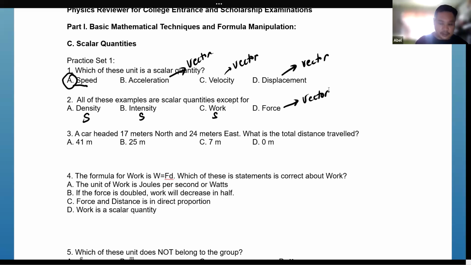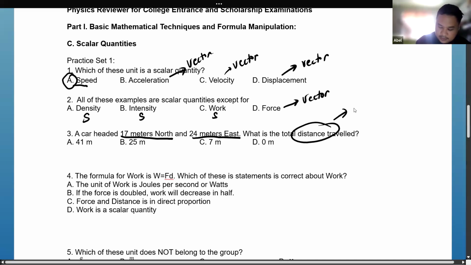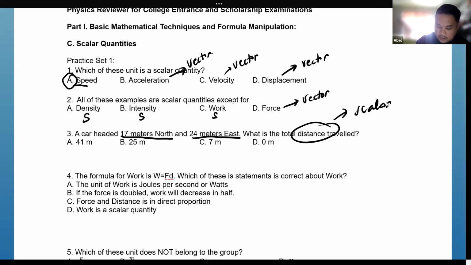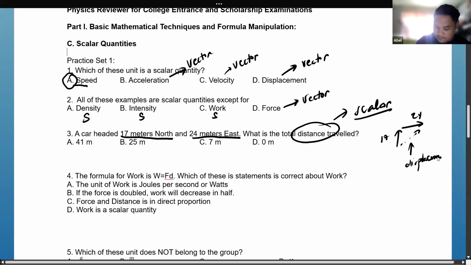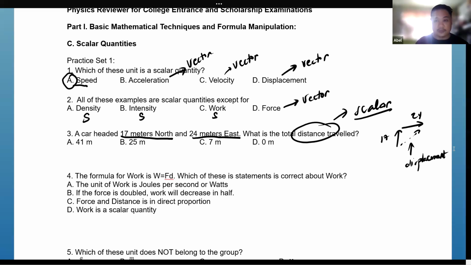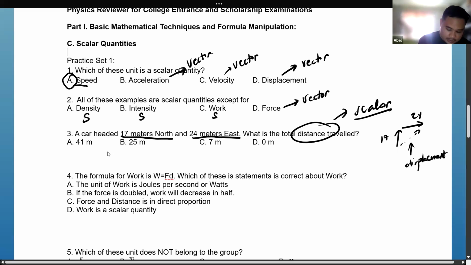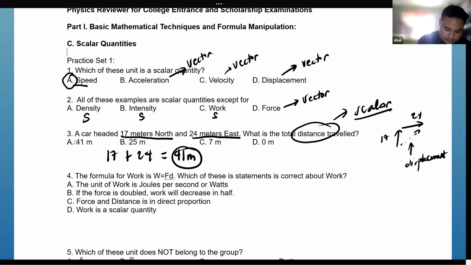A car headed 17 meters north and 24 meters east. What is the total distance? Now take note, distance is a scalar quantity. So you don't do it like this. You don't do the Pythagorean theorem. So for example, we have 24 meters. So this one is called displacement, and that is a vector quantity. We don't do that here right now because we are just asked for a scalar quantity. So that is just simply 17 plus 24, and that is 41 meters. So the answer for number 3 is letter A.